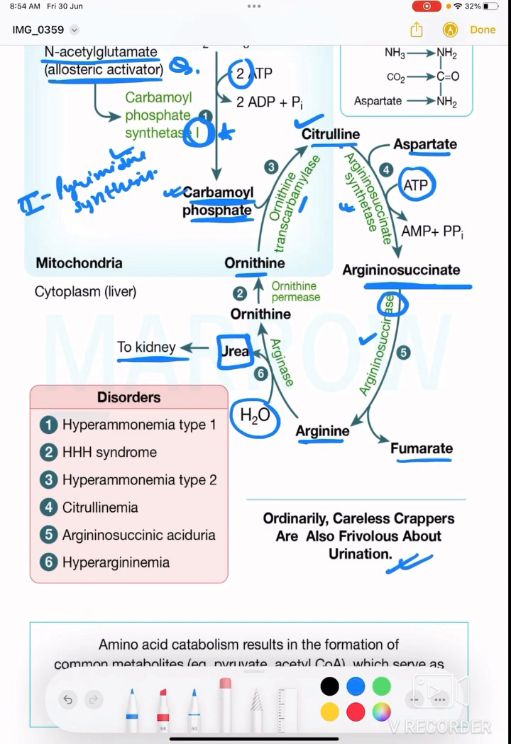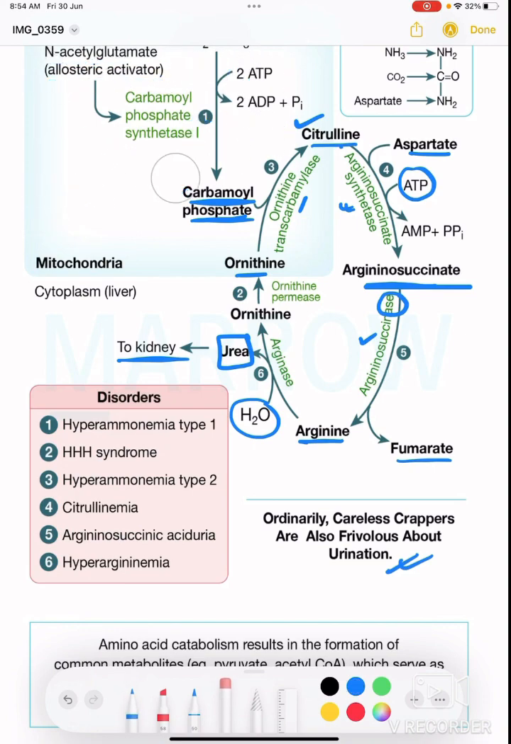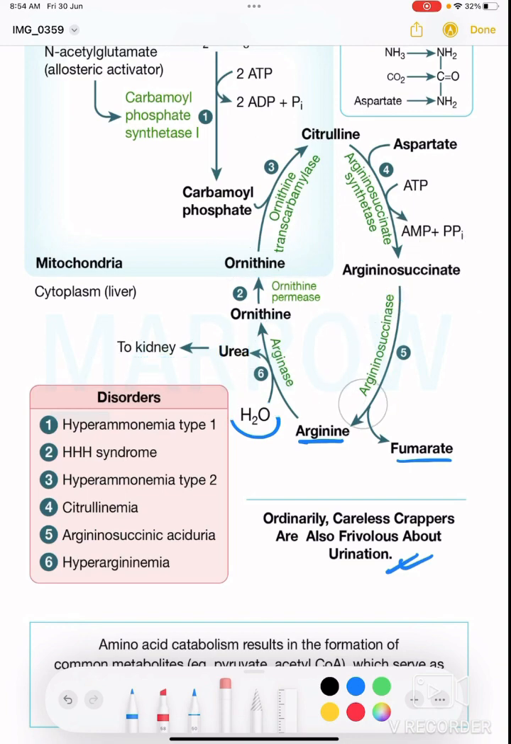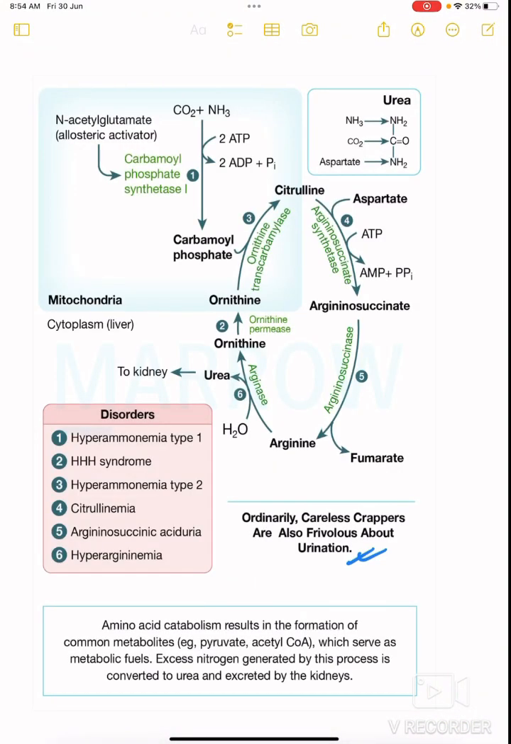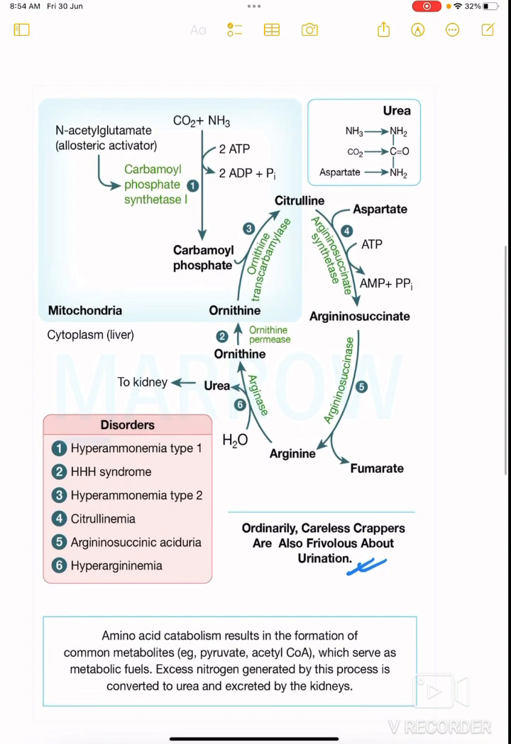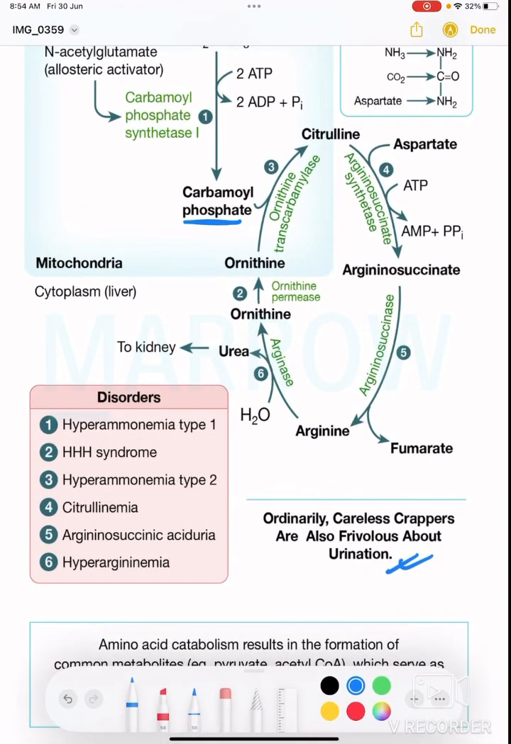Now what is important in it? It is very important to understand the enzyme deficiency disorders in this pathway. As you can see, CO2 plus ammonia goes to carbamyl phosphate. This first part of the pathway is present in the mitochondria. This is a very important thing that you have to remember. In the mitochondria there are two enzymes, CPS1 and ornithine transcarbamylase.